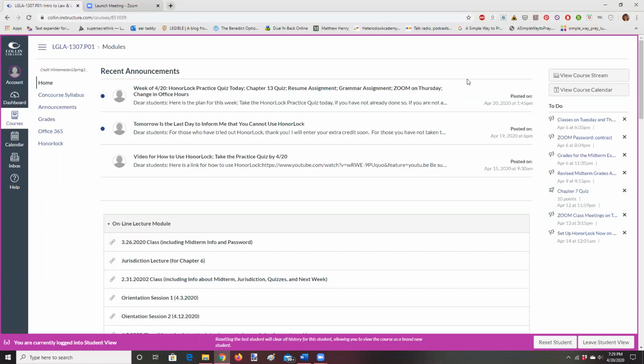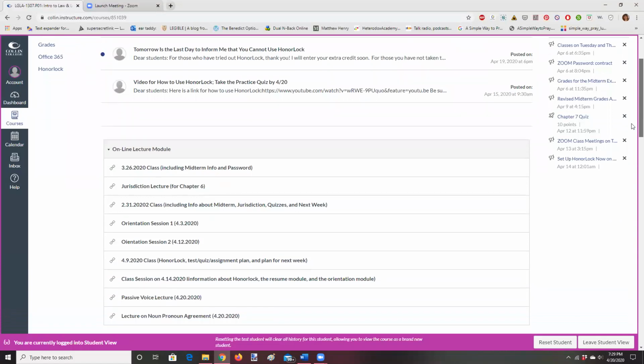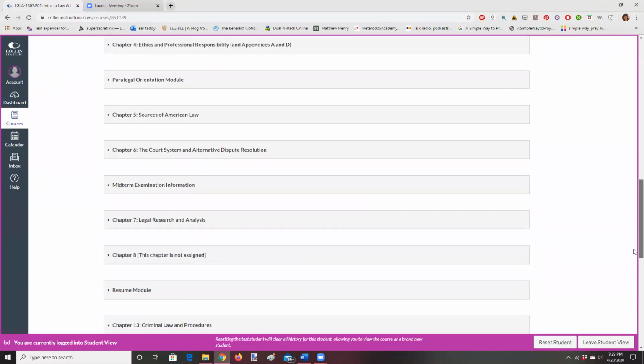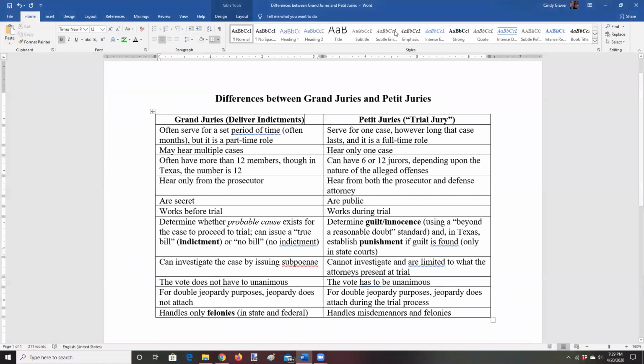This is a topic that receives a fair amount of testing on our tests. It is something that we emphasize, and so probably a little bit more than you might expect. As a result, I wanted to give you some additional tools to help you make sense of this area. So in addition to this lecture, we'll find an important chart that will help you understand the differences. We're going to go down to chapter 13, and you'll see at the bottom is differences between grand juries and petit juries. So I'm going to open up this same document, and we're going to go through this pretty quickly.